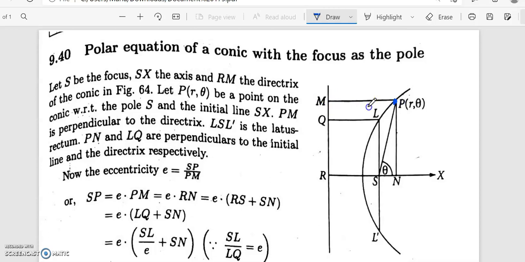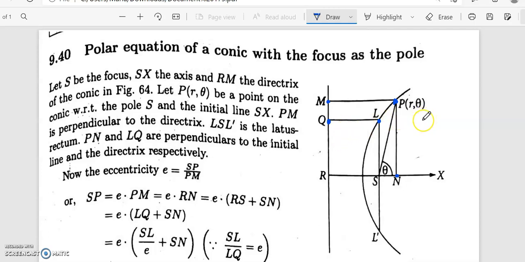So the perpendicular from the directrix to the point is PM, and the line L S L dash, that is the latus rectum. Now from the figure we are joining the lines from P to M, that is, draw the perpendicular to the directrix and the perpendicular to the initial line from the point P. So the perpendicular to the directrix is the line PM and the perpendicular to the initial line is PN. And again from L, the end point of the latus rectum, draw the perpendicular to the directrix, that will be the line LQ.